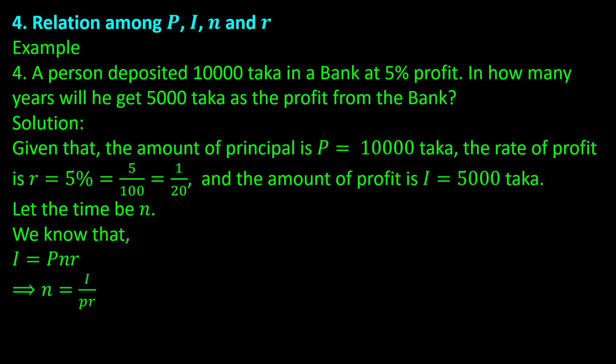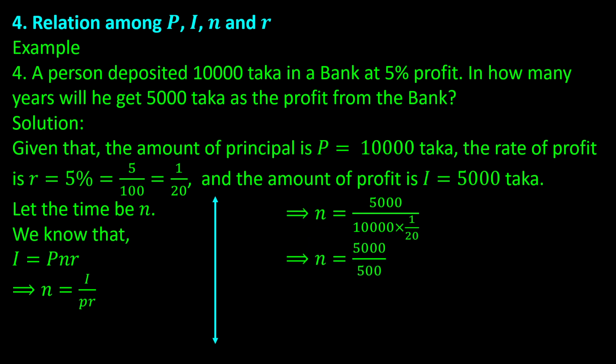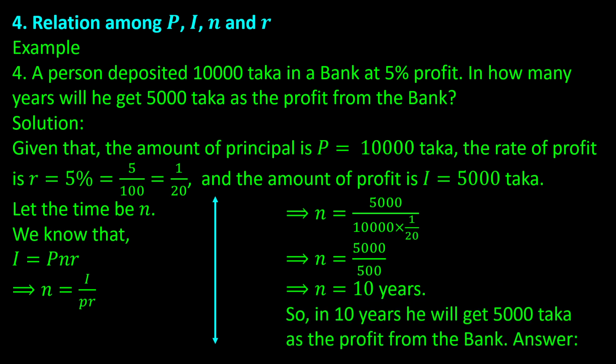We know that from the relation I equals PNR, so from here we can write N equals I divided by PR. Now putting the values of I, P and R in this relation, we get N equals 5,000 divided by 10,000 into 1 divided by 20. So N equals 5,000 divided by 500. So N equals 10 years. So in 10 years, he will get 5,000 taka as the profit from the bank. So the answer is 10 years.